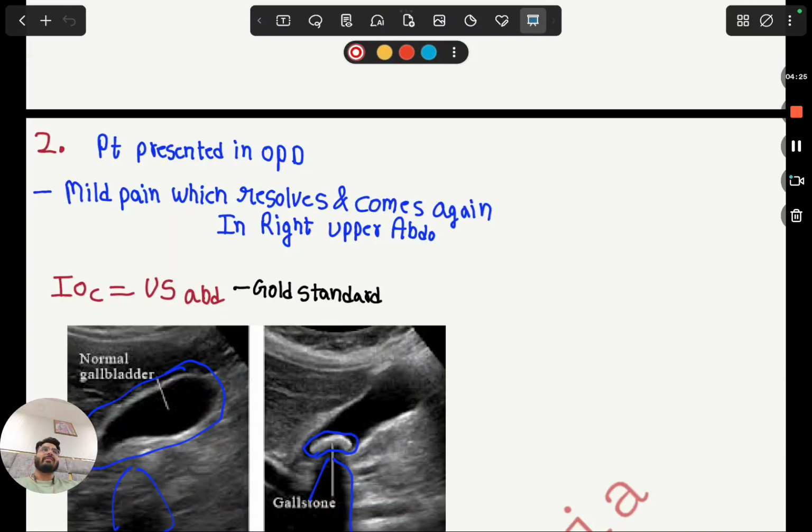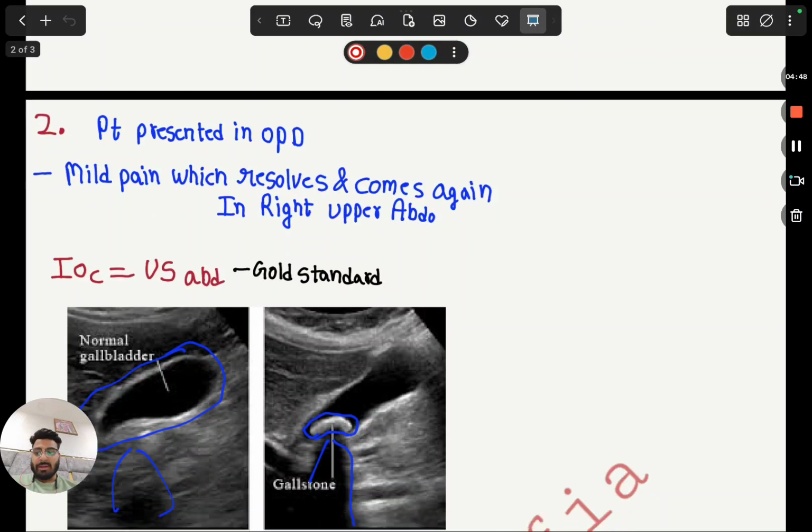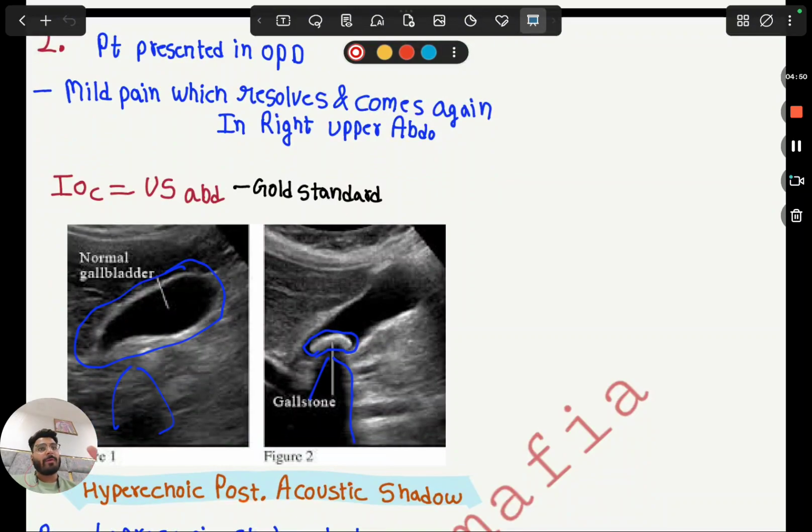The patient presented in OPD. This is case scenario number two, and more prominently this type of patient comes to us. The patient comes with a mild pain in the right upper abdomen that comes and goes, like it resolves itself and comes again. Okay, but remember, upper abdomen or right hypochondrium is very important. The investigation of choice will always be ultrasonography.